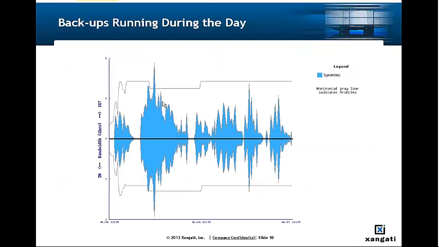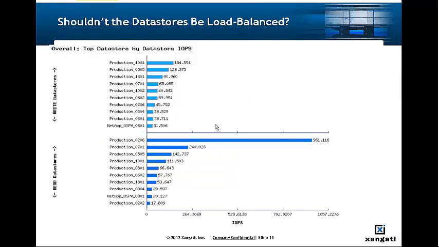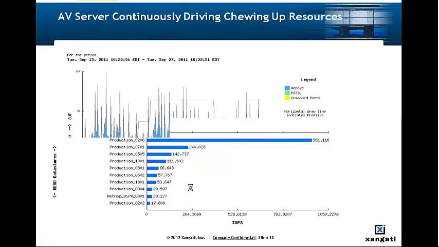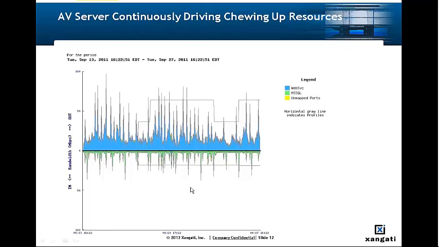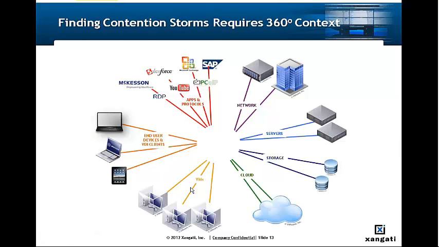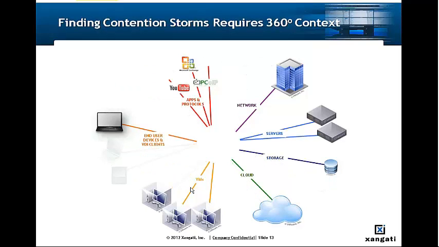Another example from VDI is a place that we actually found backups running during the middle of the day, and there was large traffic going to and from their particular antivirus server in the middle of the business day. And in another case, we noticed that data stores were not load balanced. One of the data stores had literally 4x the performance of other data stores, and a clear opportunity to distribute some load. Or an antivirus server that is just eating up large amounts of network bandwidth and causing problems other places. And for all of these, really, finding contention storms requires a complete contextual view.